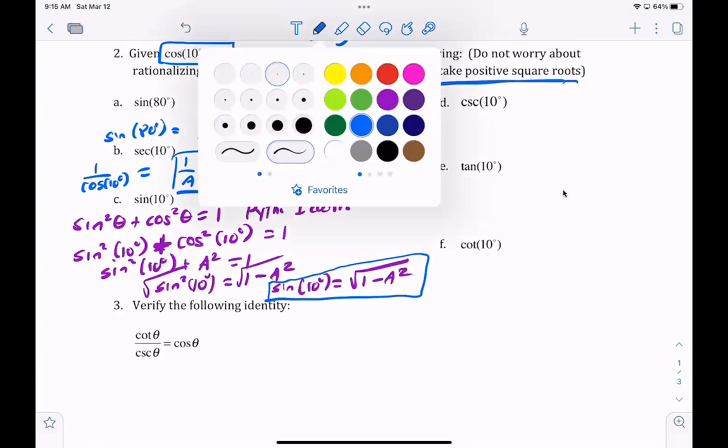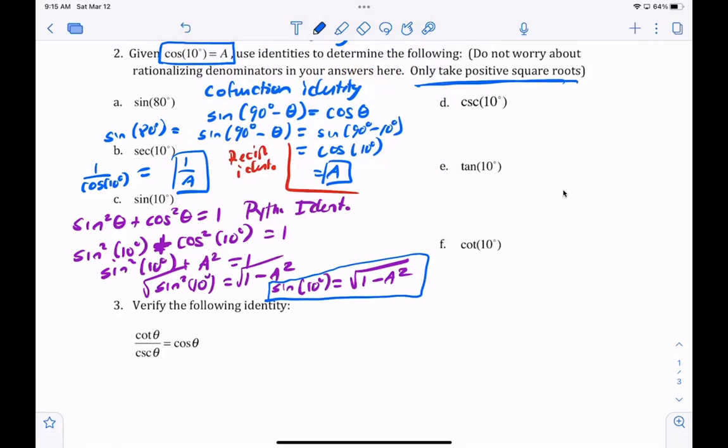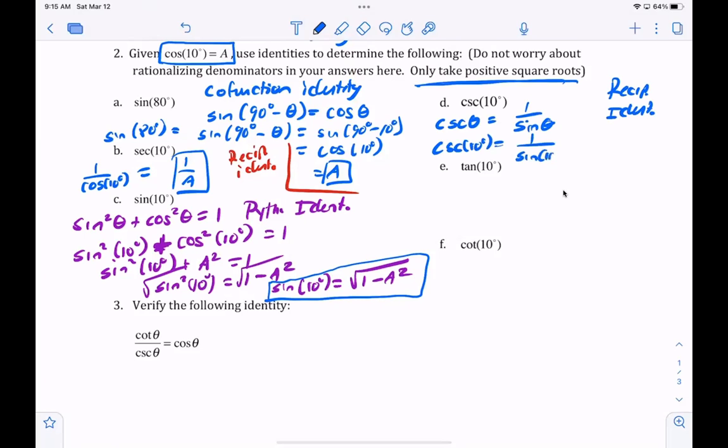Okay, next, we're asked to find cosecant of 10 degrees. Once again, we can use the reciprocal identities. And the particular one we want here is that cosecant of theta is 1 over sine theta. So we just found sine of 10 degrees. So cosecant of 10 degrees is going to be 1 over sine of 10 degrees. So that's going to be 1 over the square root of 1 minus A squared.